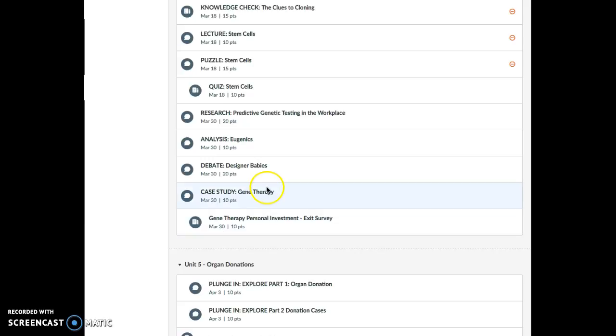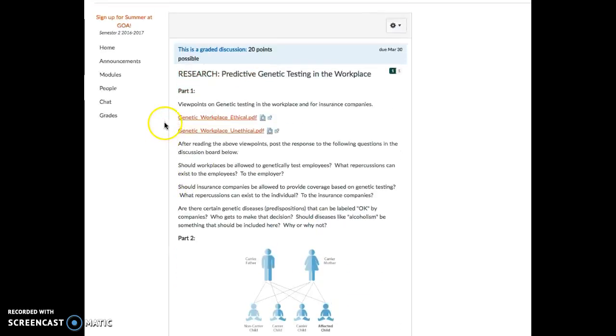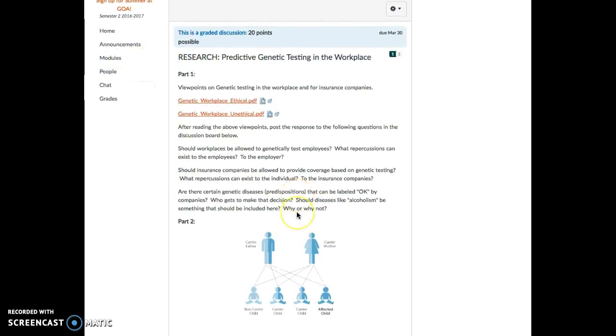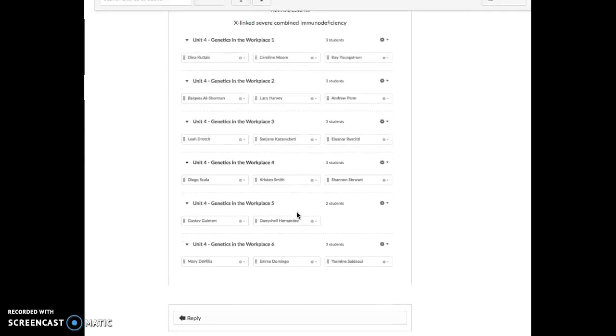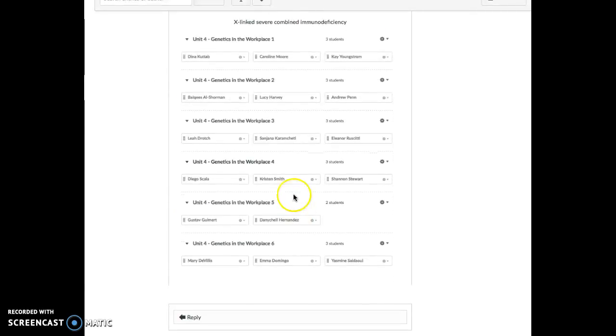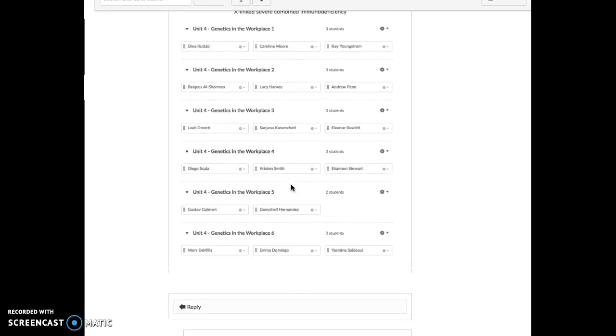There was a question that came up, and I want to quickly address it. In the predictive genetic testing in the workplace, you do actually have groups, and I'm sorry, they were posted over here in the group section, where you go into people, and I forgot to mention that. So I've put them here just in case you weren't sure, and I know that some of you may have already posted, and that's fine.